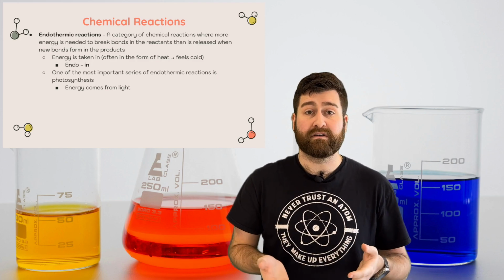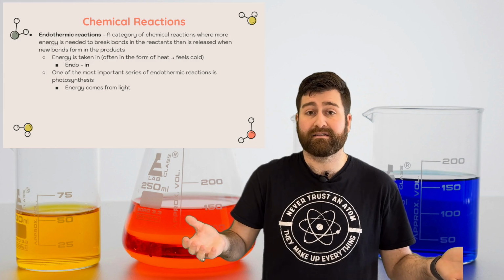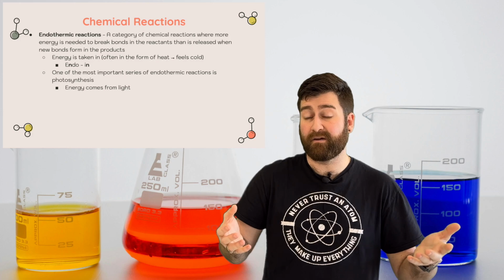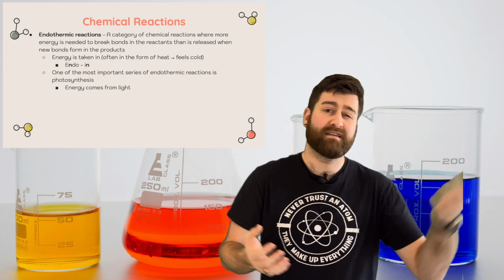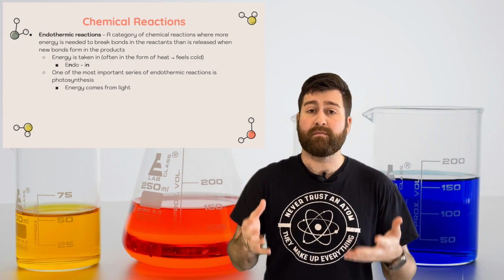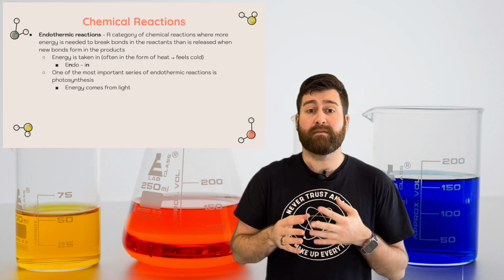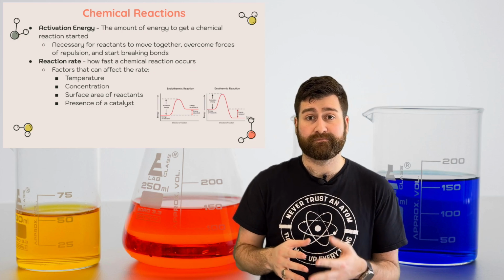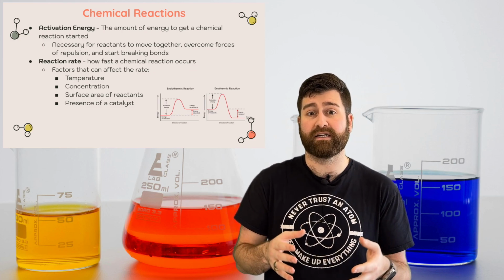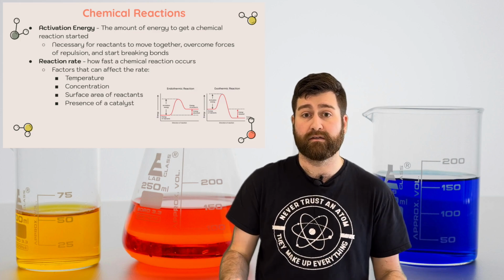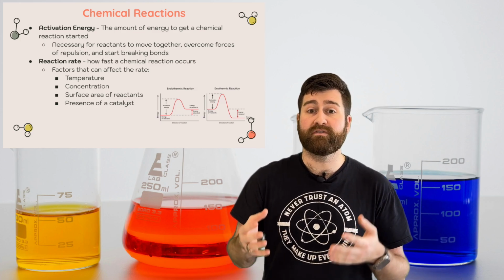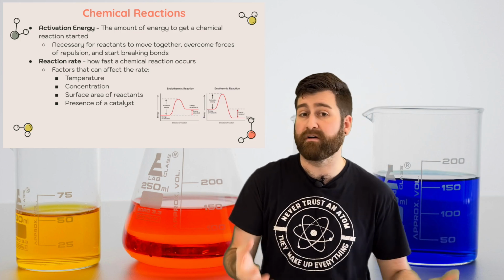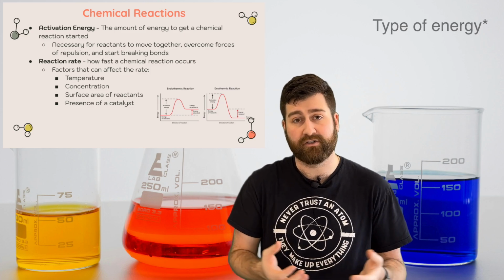And one of the most important series of endothermic reactions is photosynthesis. So instead of heat for these, energy comes from light. Specifically, most photosynthesis involves sunlight, at least outside. Now, with each type of chemical reaction, there are different components that make up chemical reactions. First, let's look at activation energy. This is the total amount of energy needed to get a chemical reaction started. It is necessary for reactants to move together, overcome the forces of repulsion, and start breaking bonds. So it's a very important form of energy, or type of energy, I should say.